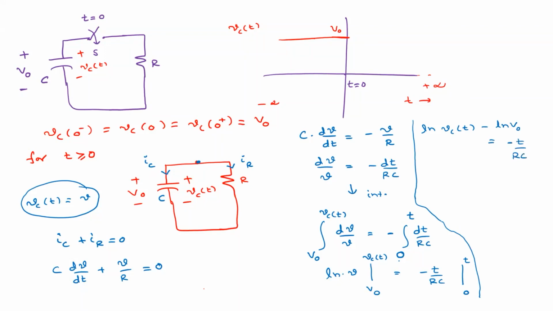Agree? So this can be written as ln of Vc of t by V0 equals minus t by RC. So what is Vc of t by V0? It is e to the power of minus t by RC. So Vc of t is equal to V0 into e to the power of minus t by RC.